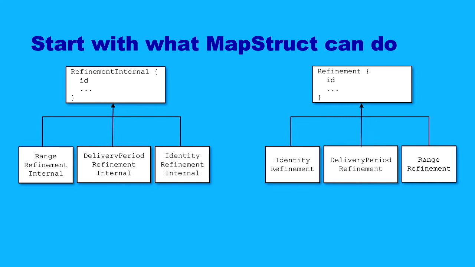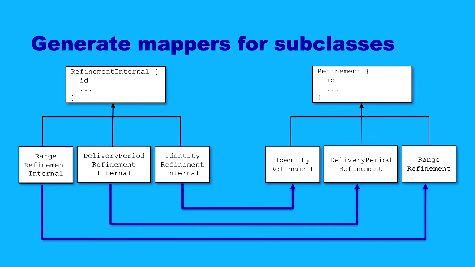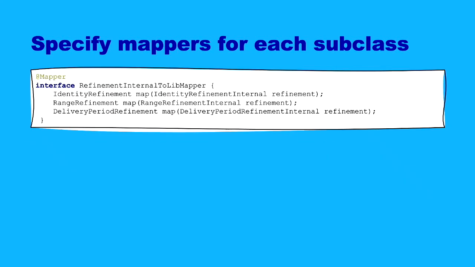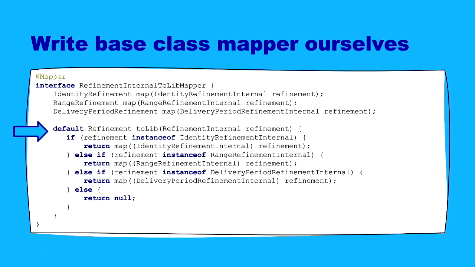So what MapStruct can do for us, it can generate all the mapping methods for the subclasses. So we specify mappers for each subclass, so we don't have to write them ourselves. And once MapStruct generates those mapping methods for us, we have to define the case for the base class ourselves. Which means that we have to check which particular type it is, doing an instanceof check. And after that, we can call the converting method MapStruct generated for us.